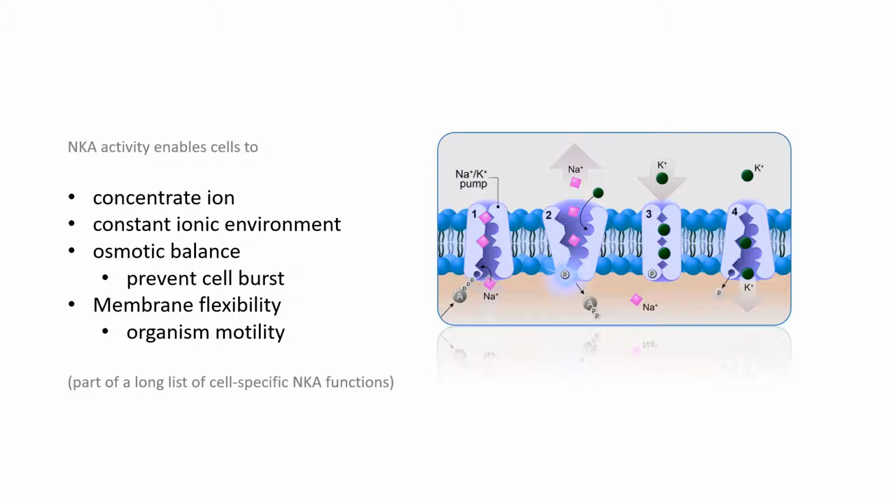It also controls a constant ion environment in the cell. The activity of the pump regulates osmotic balance in the cell, which prevents cell burst. And interestingly, in the membrane of the animal cell, pump activity enables the membrane flexibility, which eventually leads to the motility of the organism. These are just part of a long list of cell-specific sodium pump functions.